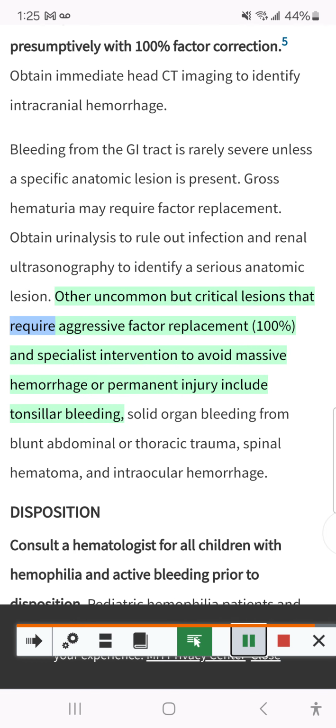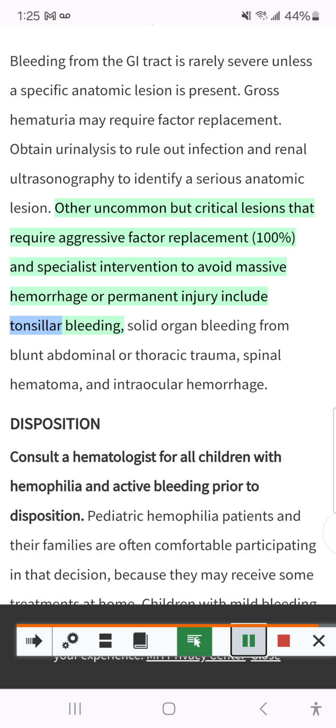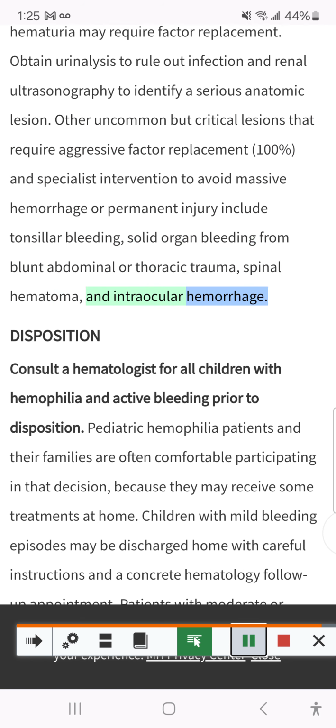Other uncommon but critical lesions that require aggressive factor replacement, 100%, and specialist intervention to avoid massive hemorrhage or permanent injury include tonsillar bleeding, solid organ bleeding from blunt abdominal or thoracic trauma, spinal hematoma, and intraocular hemorrhage.